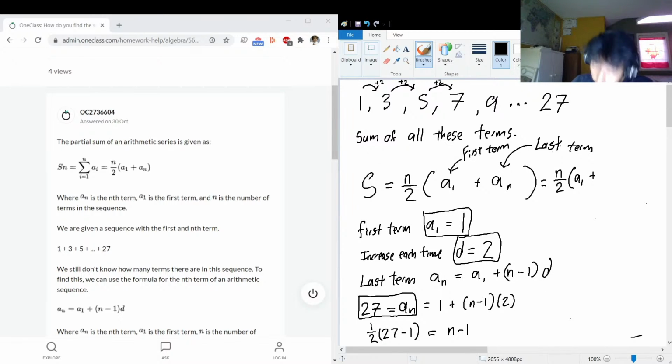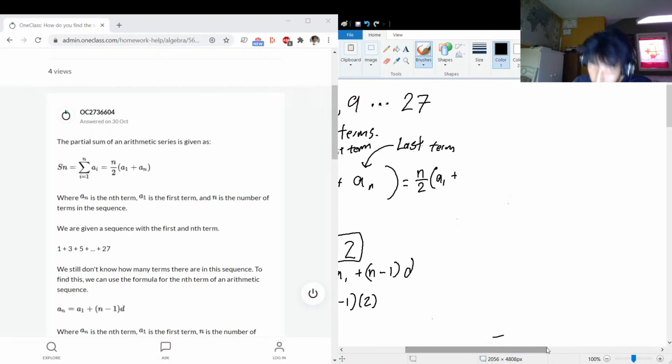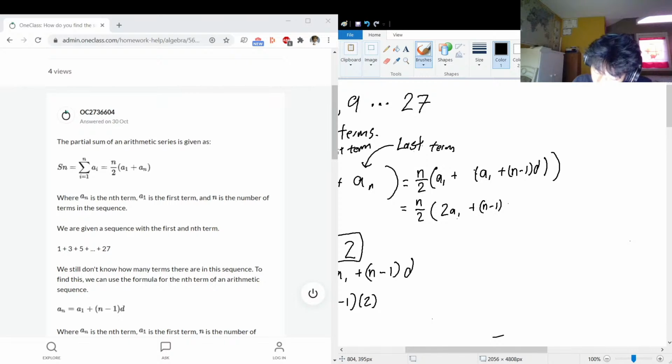So, let me just get a little bit more space. So that would be a1 plus n minus 1 d, which is equal to n over 2. Well, we can just remove the brackets. So it's 2 a1s plus n minus 1 times d.